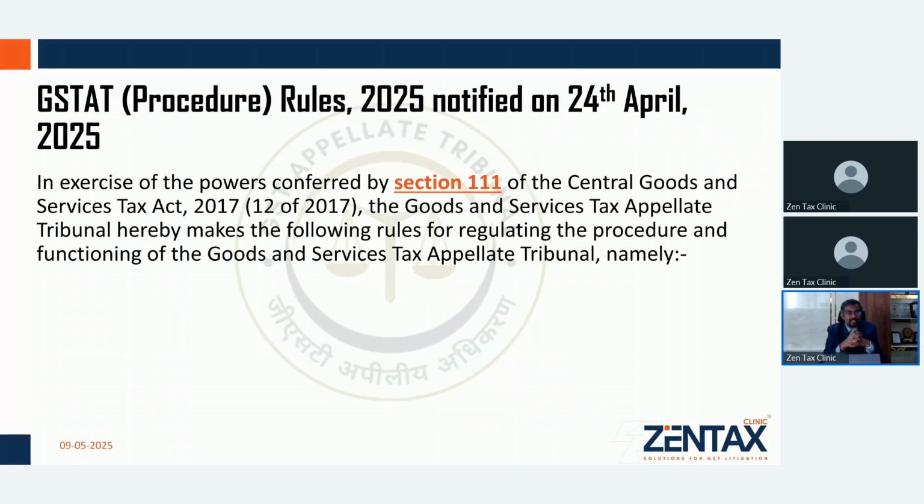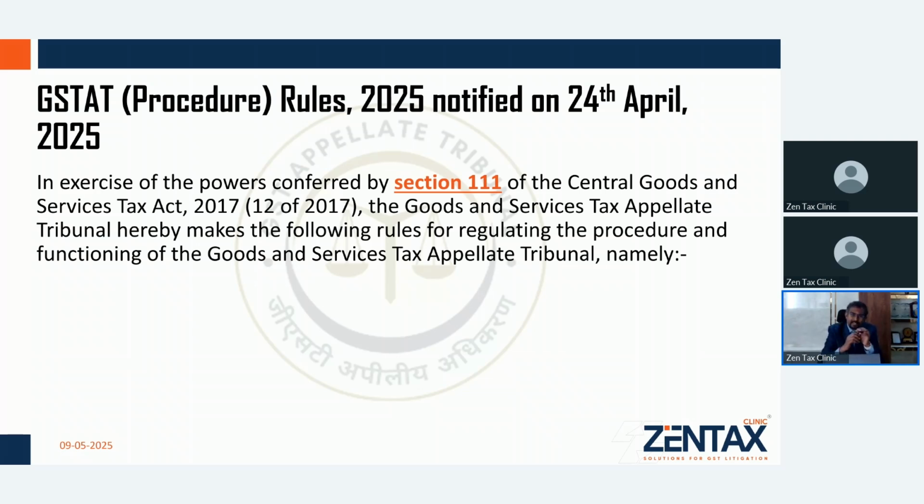I have been emphasizing that section 111 is the section under which these rules have been notified, and this is how the opening paragraph in the rules reads: in exercise of the powers conferred by section 111 of the CGST Act, the GST Appellate Tribunal hereby makes the following rules. It is important to also note that the GST Appellate Tribunal themselves are making the following rules for regulating the procedure of functioning of the GST Appellate Tribunal. Generally, the Central Board of Indirect Taxes and Customs makes the rules governing the various legal provisions in the GST Act. Here, it is very important to note that under the provisions contained in section 111, the GST Appellate Tribunal makes the following rules.